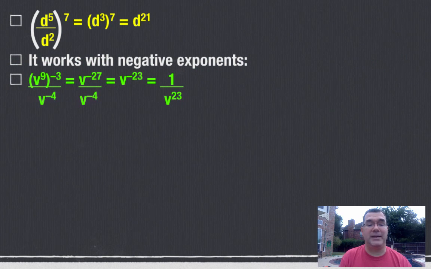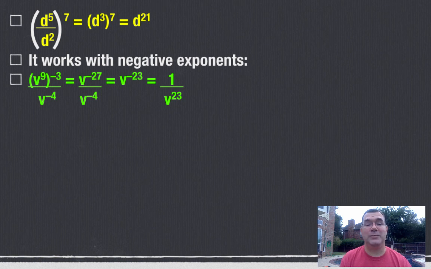So if I have v to the 9 raised to the negative 3, and that's being divided by v to the negative 4, if I remember from the last lesson, v to the 9 to the negative 3 is the same thing as v to the negative 27 by multiplying the 9 and the negative 3. Leave that over v to the negative 4, and now I can subtract the exponents. v to the negative 27 divided by v to the negative 4 is v to the negative 27 minus negative 4, which is v to the negative 23.